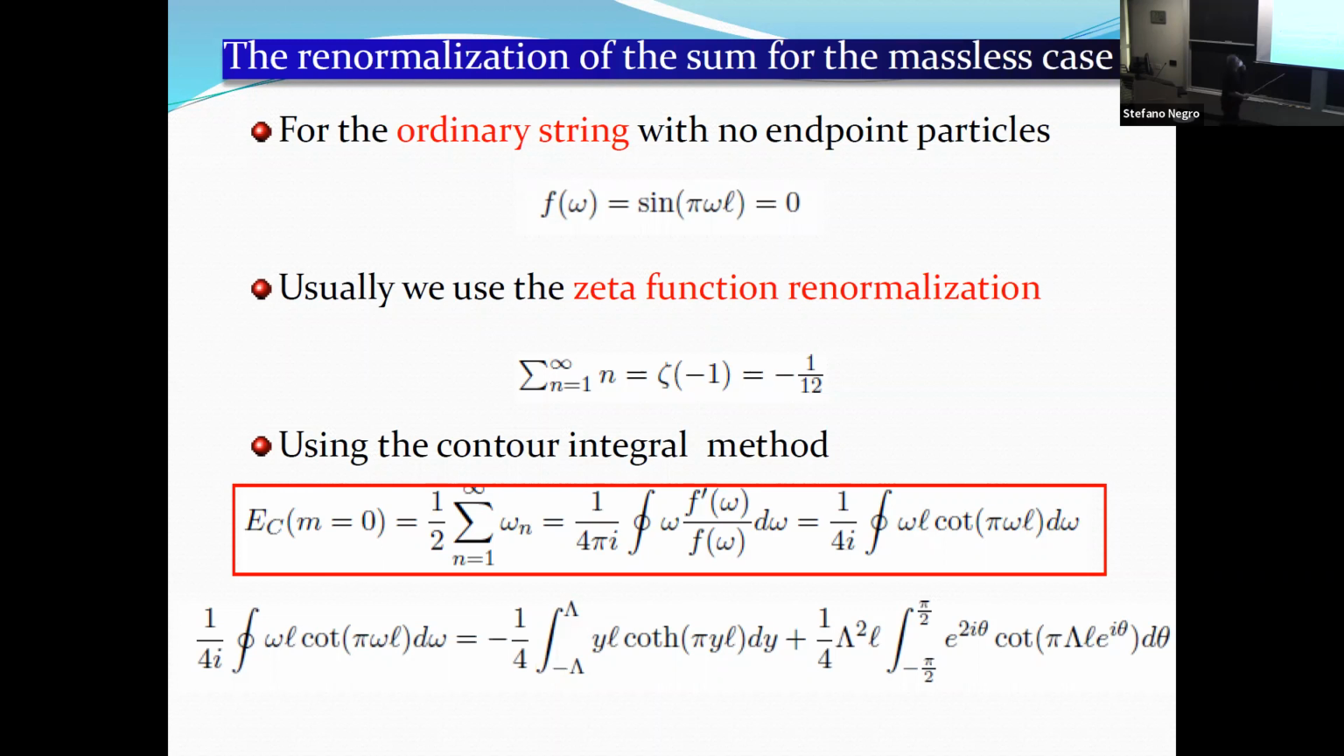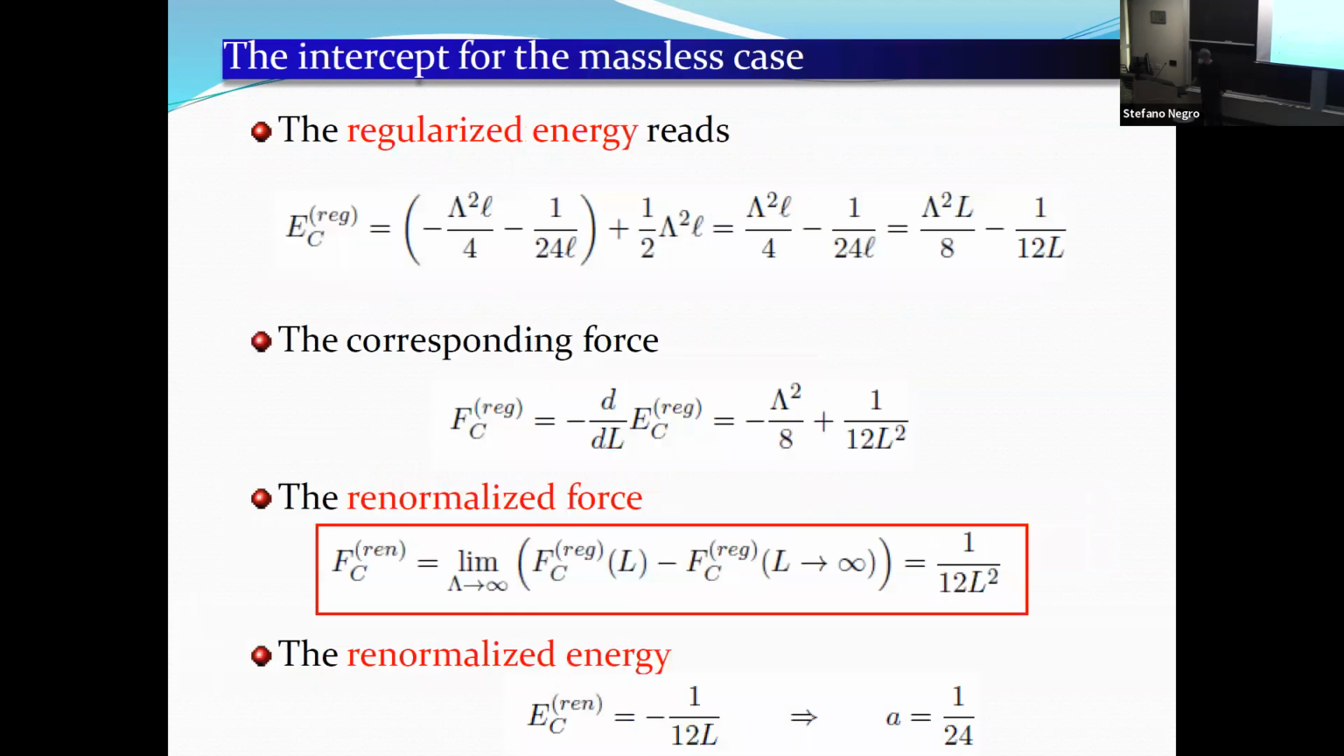But if we do it, for instance, for the massless case, then the function will be simply sine of pi omega L. And we'll have a part of the integral which comes from the imaginary axis, and then this semicircle. And the result is the following. So it's this lambda square times L and 1 over L. So the force is this expression. And if we subtract from that the force for L goes to infinity, we are left with this, which we integrate back to get the energy.